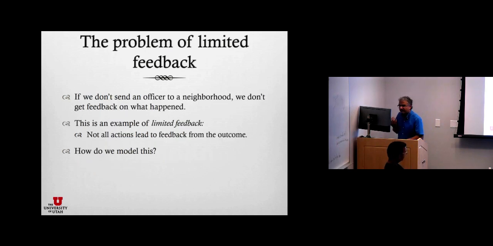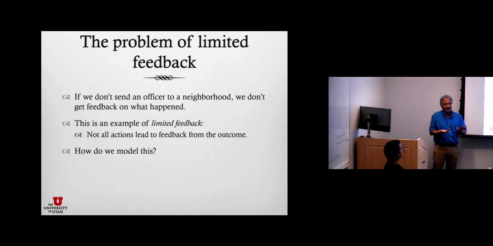And the key problem, of course, in this area is that if you don't send an officer to a neighborhood, you don't get feedback on what happens. People might call 911, they might not. In fact, our technical model accounts for the fact that sometimes you get people to call 911, so I won't get to that here. But this is an example of limited feedback, where sometimes you do something and you don't know what happens as a result of it.